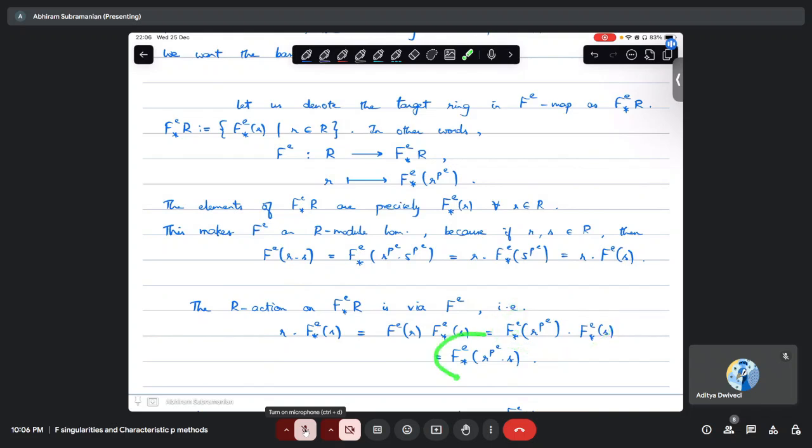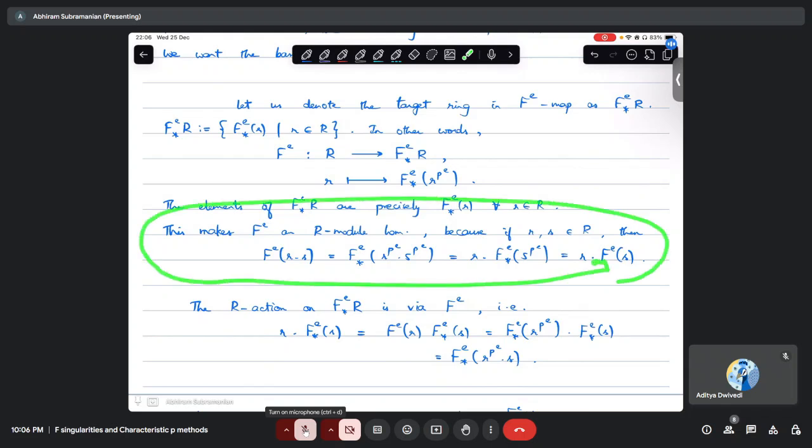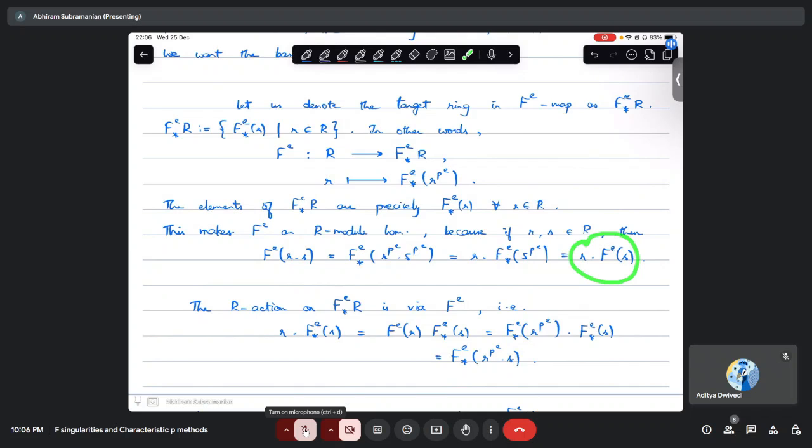So the ring product is just the natural way that you expect. So r · Fe star s is Fe star of r to the power p^e times s. It is not Fe star of r times s. And so this makes Fe star an R-module homomorphism, because if you take two elements r and s and you apply Fe on it, you can see that that is r · Fe of s.